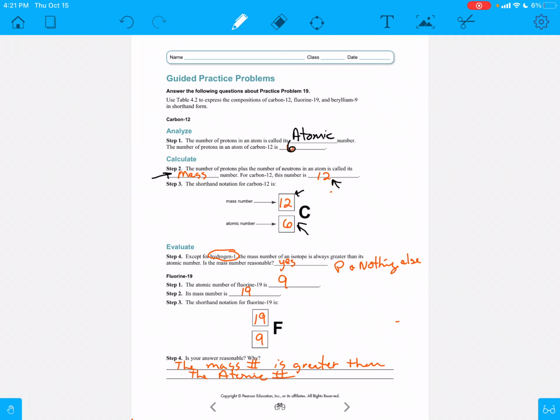On the next one: except for hydrogen-1, the mass number of an isotope is always greater than its atomic number. The answer is yes, it really is. In the case of hydrogen, it's not, because hydrogen usually doesn't have neutrons. It only has a proton, so the two are the same. Here we go, fluorine-19: its atomic number is 9 and its mass number is 19. Of course, here's the mass and here's the atomic number. The mass number is greater than the atomic number, and that's the answer at the bottom.